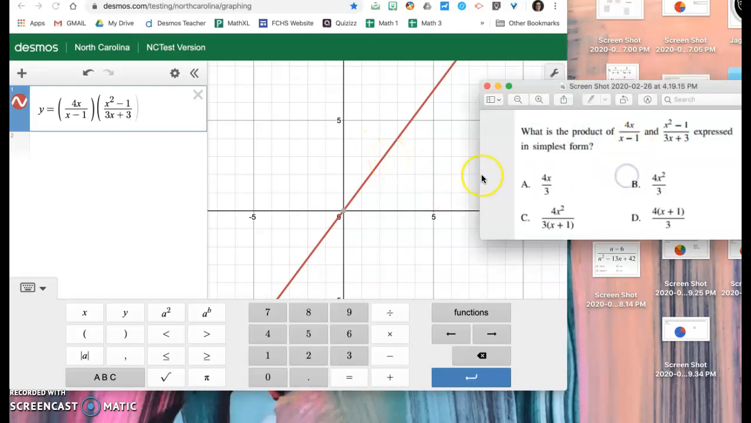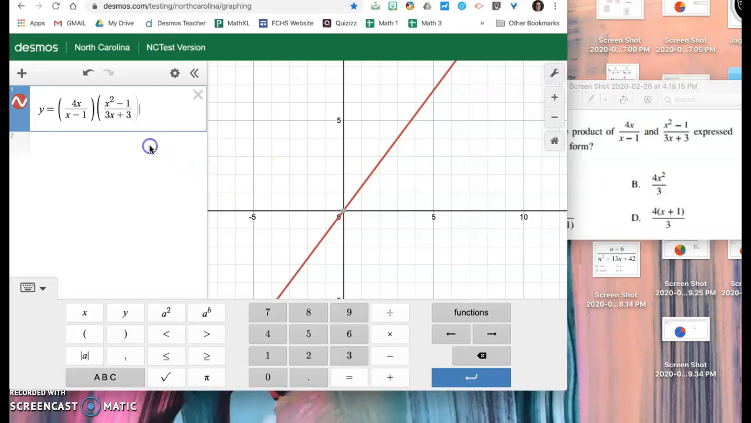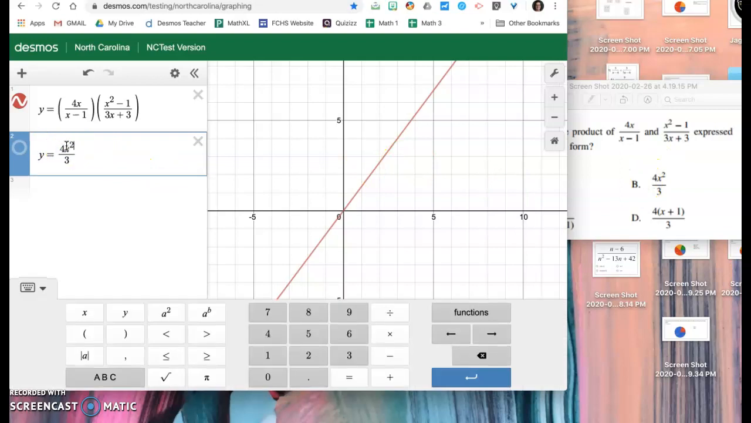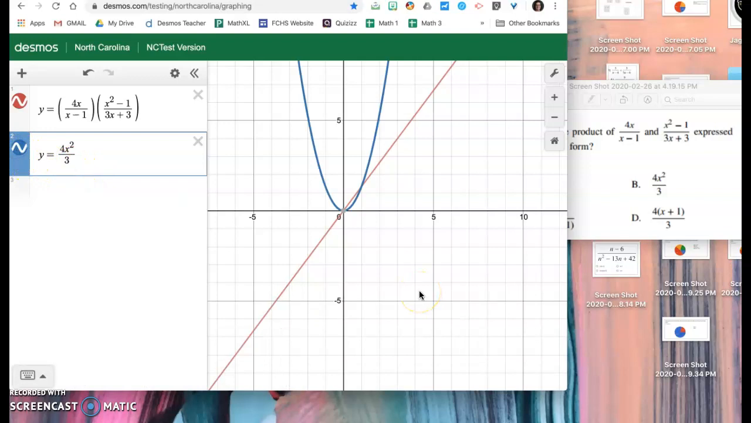Okay, so I'm going to start with A. I have 4x over 3, so I'm going to change this to y equals 4x over 3. And that is the correct answer because it's the same graph. So if you look at B, they got 4x squared over 3. So I should be able to see that clearly isn't the answer. I just wanted to show you both ways if it is correct or not correct because it's not the same graph. So you go through your answer choice options and see which one is the correct one.